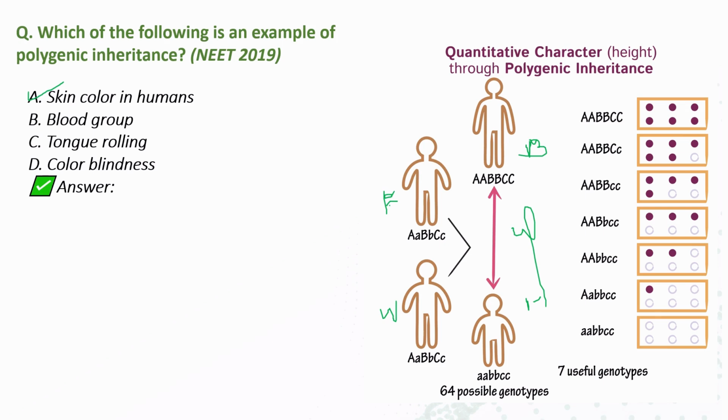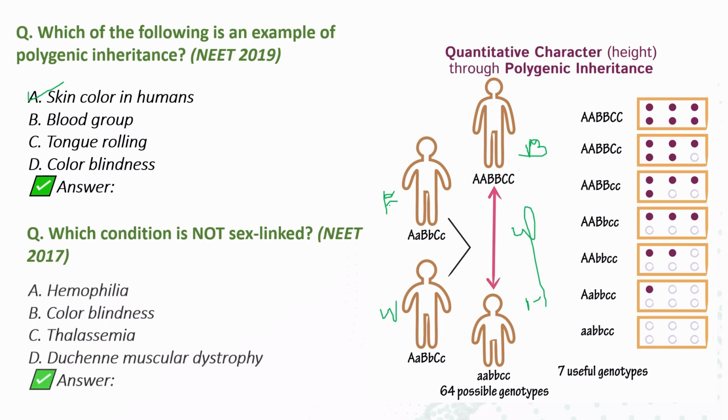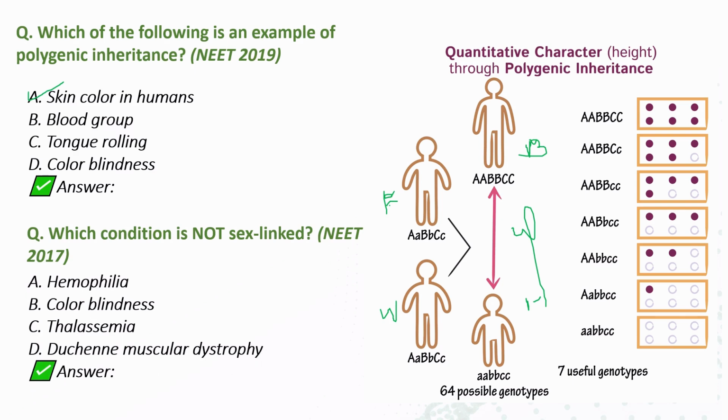Okay, and we'll move on to the last question. What is the last question here? Which condition is not sex linked? Here they are asking which is not a sex linked condition in humans. Okay, here you can see hemophilia. Here only we have learned that hemophilia is the sex linked one, in the sex linked inheritance we learned it. So this is not the correct answer.